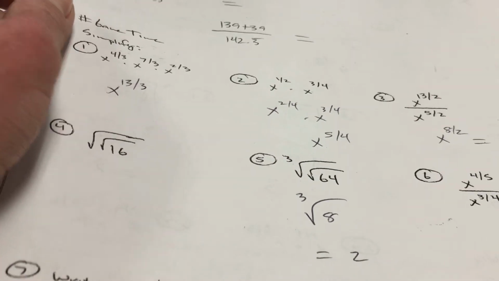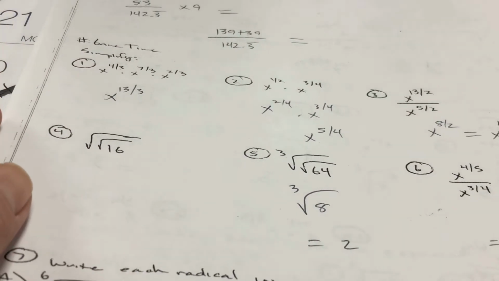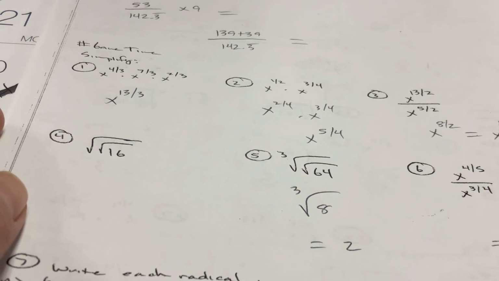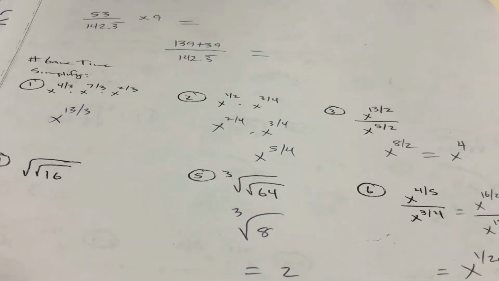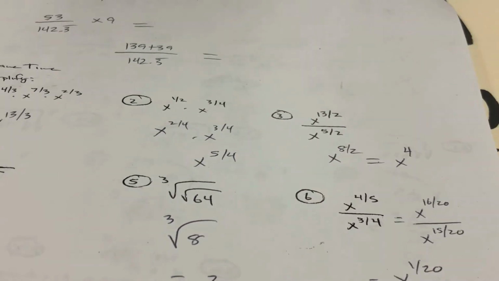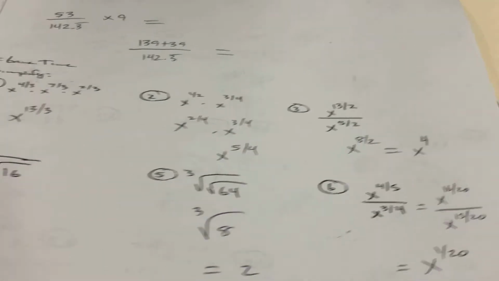All right, we'll talk about that halftime question in class. Game time, add the exponents. Number 1, add the exponents. Number 2, make sure you have the same denominator. Subtract the exponents, number 3.